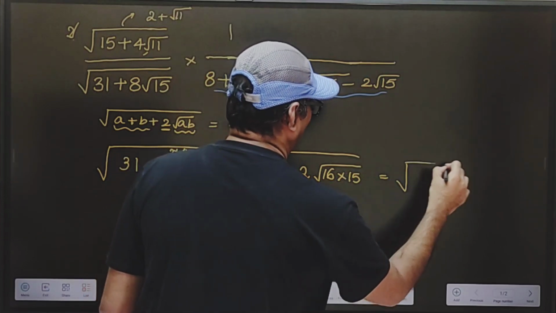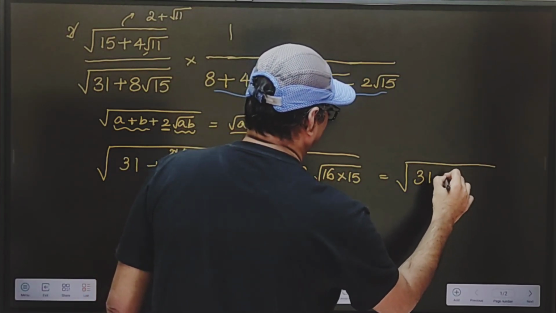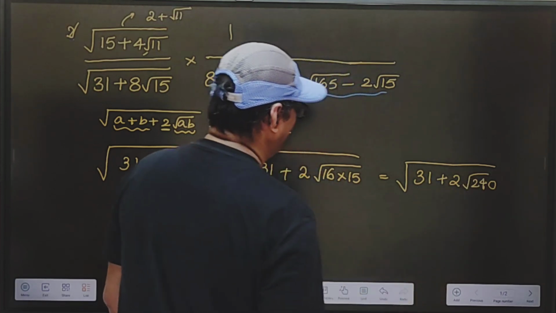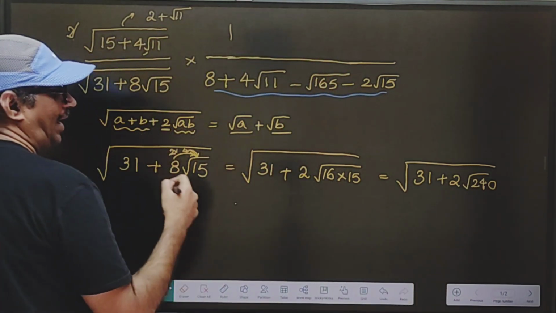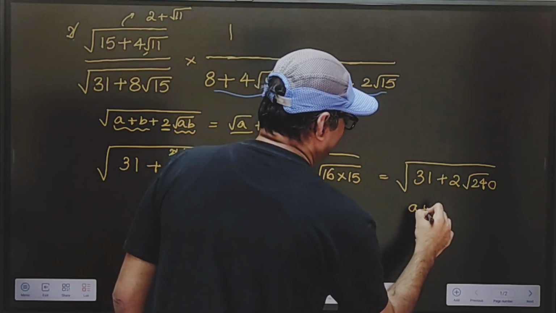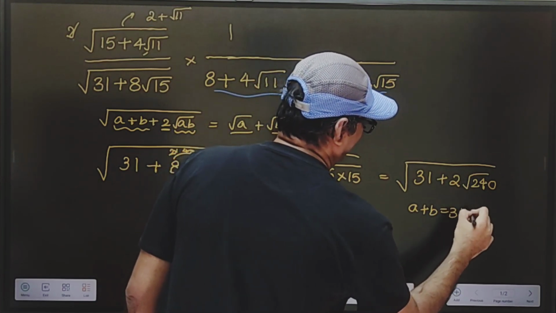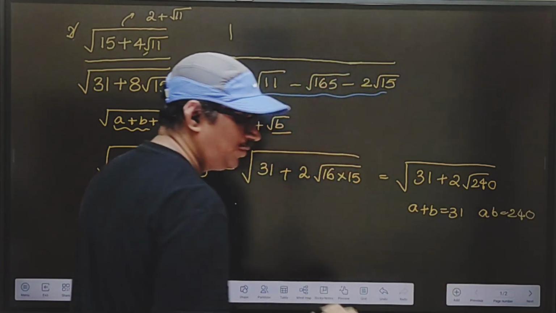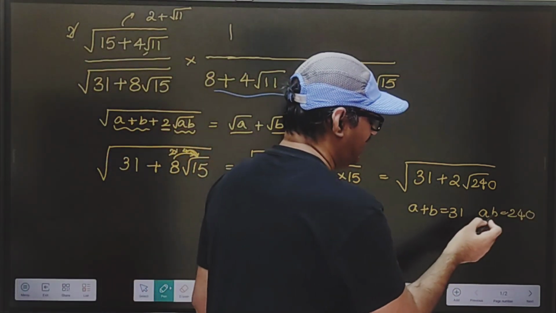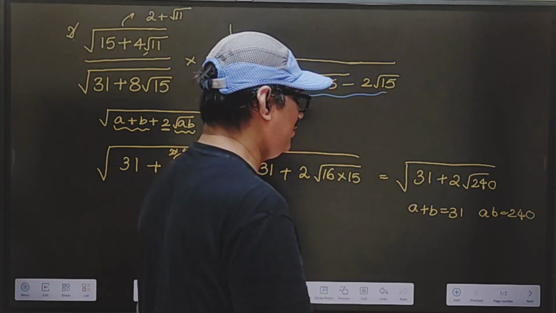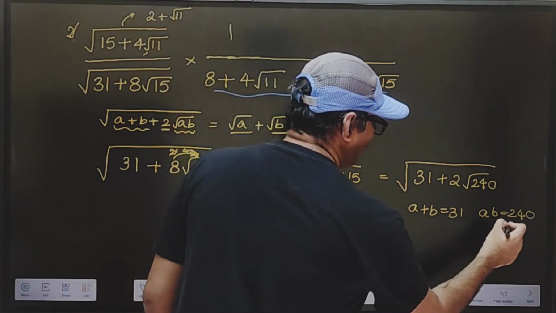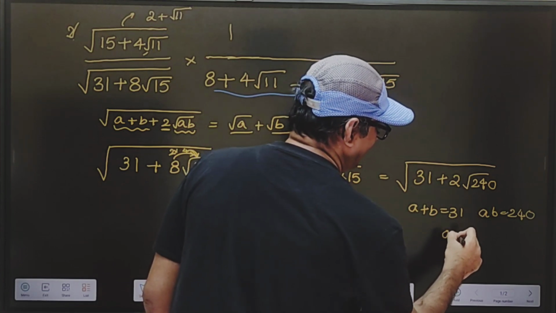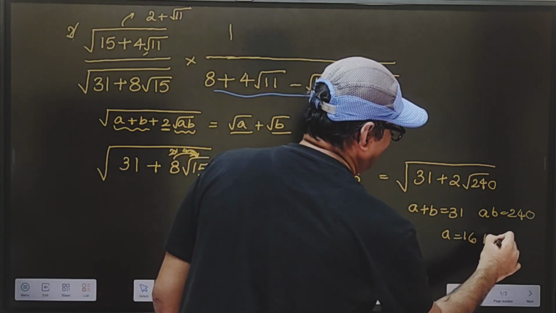So it will become now 31 plus 2 square root of 240. Now compare this again. We have a plus b equals 31 and ab equals 240. So we need two numbers which add up to 31 and whose product equals 240. Now a little bit of trial and error, we will get a equals 16 and b equals 15.